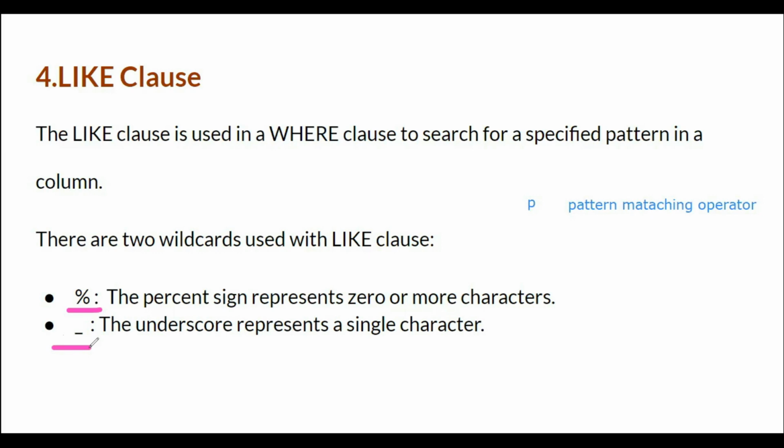For identifying that kind of pattern, we will be using these two wildcard symbols: one is percentage and another one is underscore. The percentage is used for 0 or more characters, but the underscore is used only for a single character. When you want to find a single character, you can go with underscore. When you want to count from 0 to n number of characters, you can go with the percentage symbol. First we will see what different possibilities are available with this like clause, then we will go with an example.